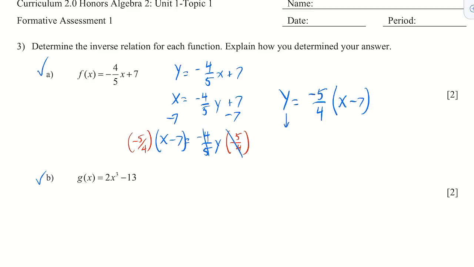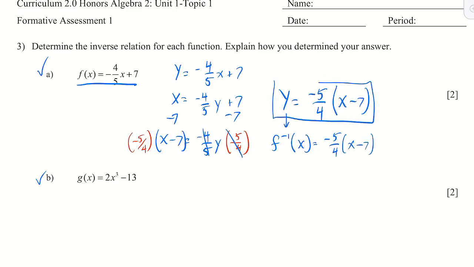So I'm going to change the y back to something more catered towards what the original function is. So this is saying f to the negative 1, which really means the inverse function, and that's going to be equal to negative 5/4 parentheses x minus 7. And that's my inverse function. Depending on your specific teacher, some will actually let you keep it like that, but it's a good idea to use f to the negative 1, since that is the correct notation for an inverse function.